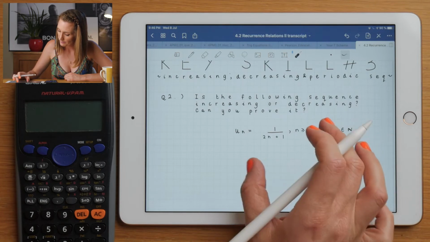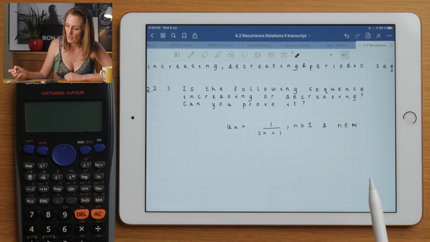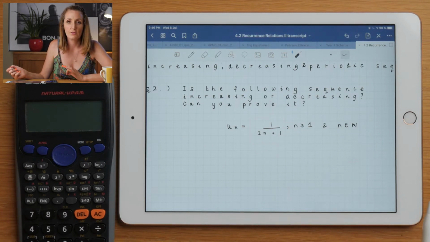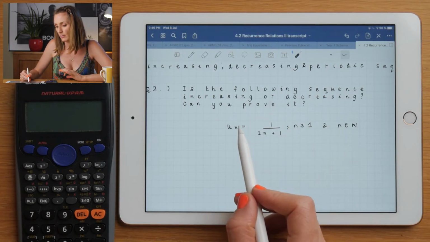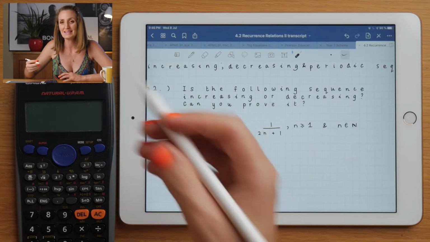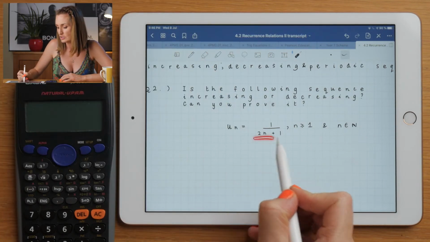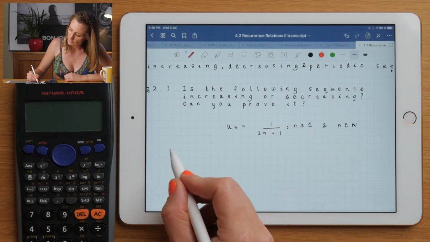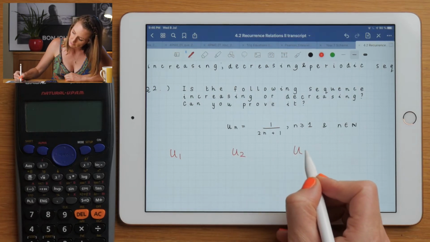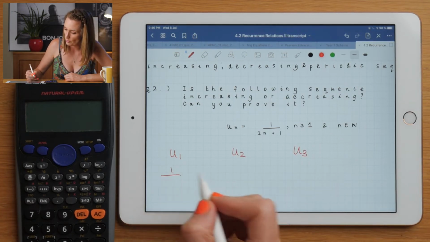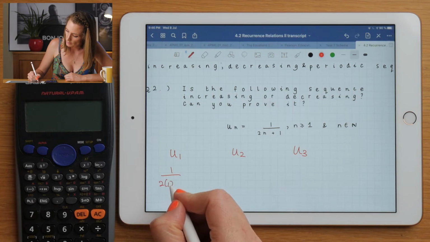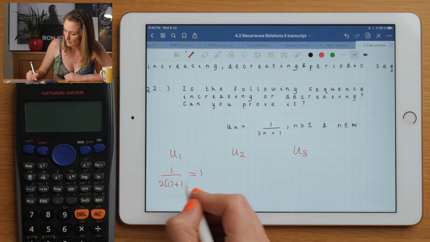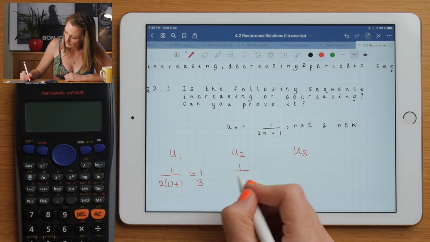Let's try it again. So in this case, we've been given a fraction to work with. Again, it's an nth term, not a recurrence relationship, because the rule to generate a new term isn't in terms of the previous term, it's in terms of n. N is your term number. So what I suggest you do is just start by working out a few to see what's happening with the sequence. So this is 1 over 2 times 1 plus 1. So this one's 2 times 1 is 2 plus 1 is 3. And then you just keep going.